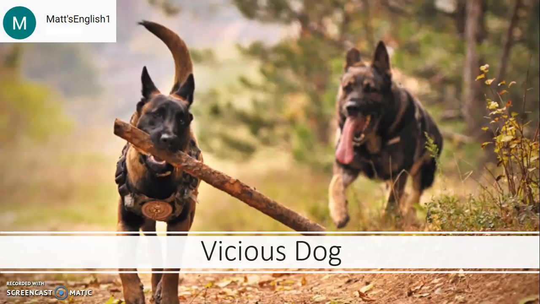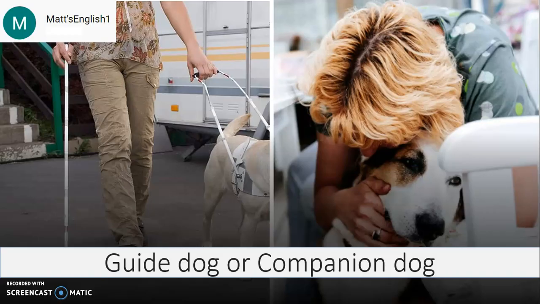All right, now some dogs are scary. They look angry. They look aggressive. So these dogs we can call vicious dogs. Angry, aggressive looking dogs, we can say they are vicious dogs. Don't go to the park. There's a vicious dog.